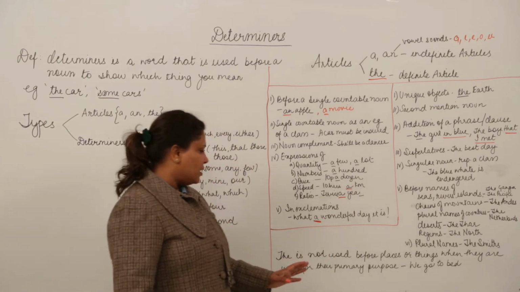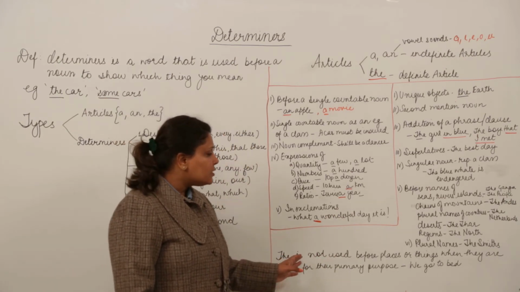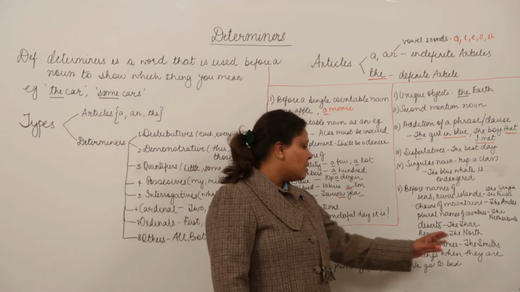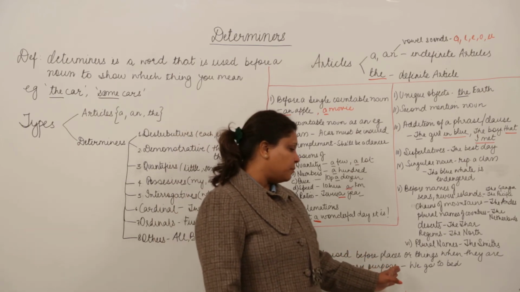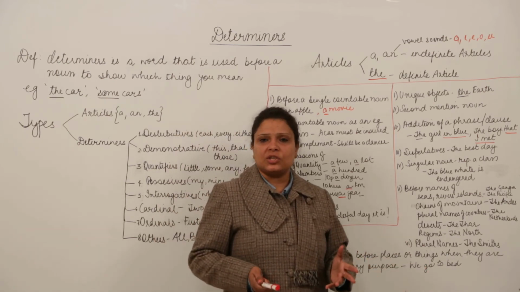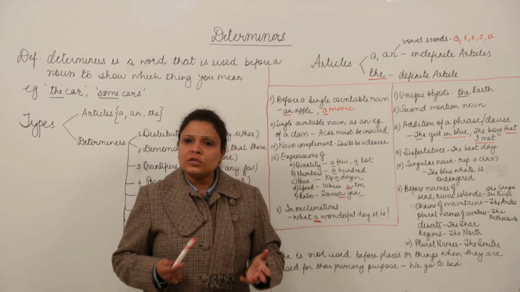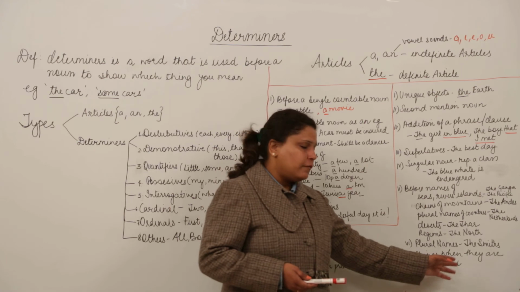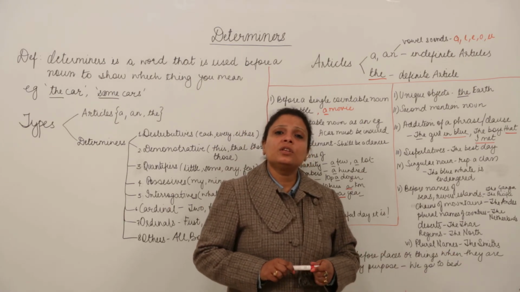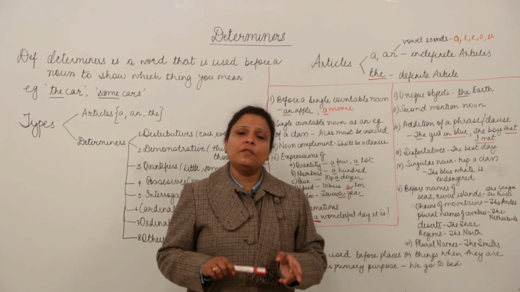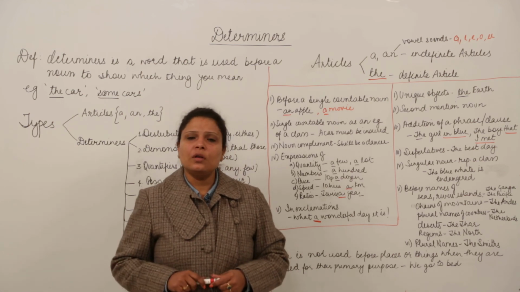Where we don't use the, that is more important: the is not used before places or things when they are used for their primary purpose. Like we go to church. When we are going to church for praying, we go to church. We go to school for studying. We go to bed for sleeping. But when you are going to the church for some other purpose, then we use the church. That's all for articles.